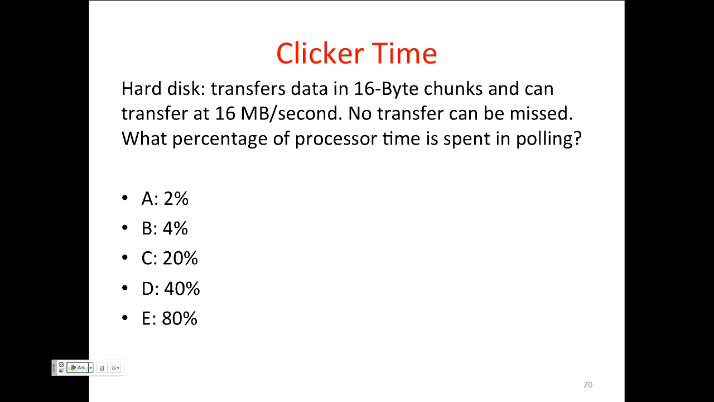So the question here is, let's take this example where you have the hard drive, which accesses 16-byte chunks at a rate of 16 megabytes per second. And you have to process all these chunks, and you still take 400 cycles to poll. So what percentage of time would you spend in polling now?